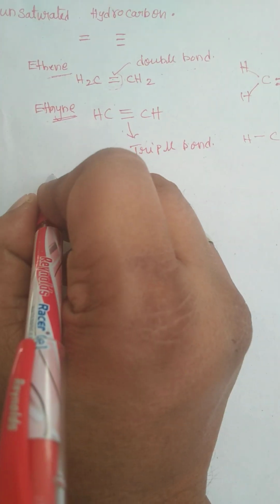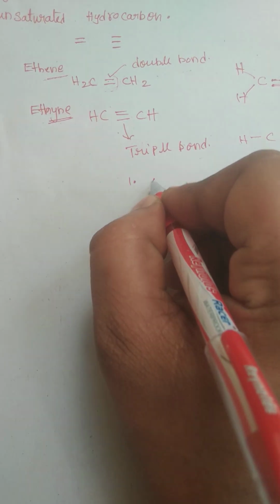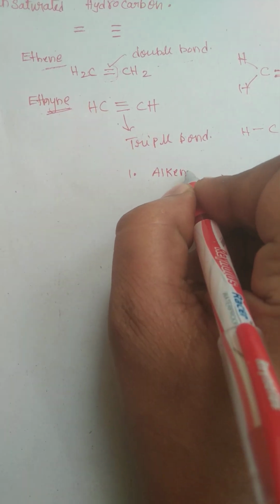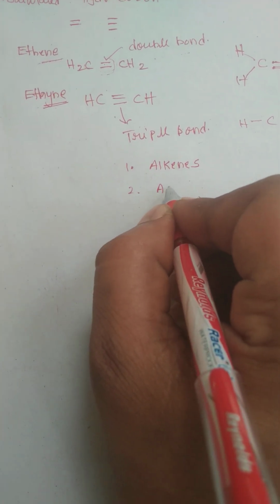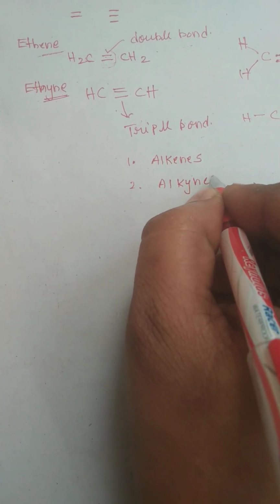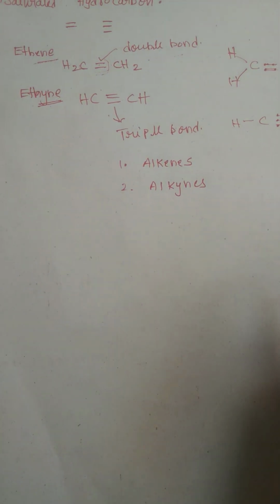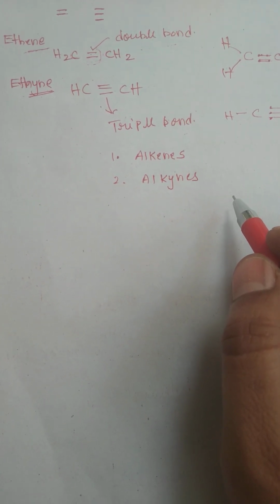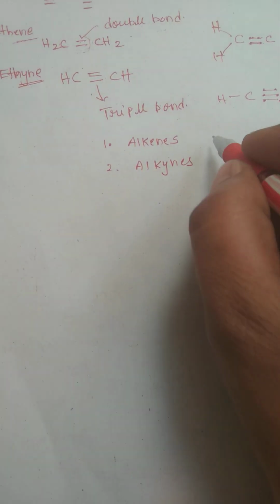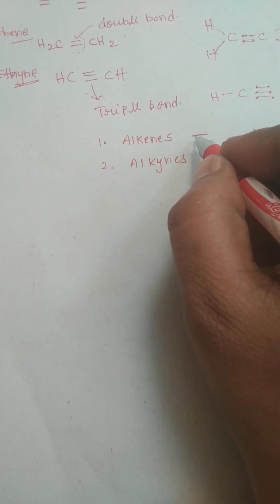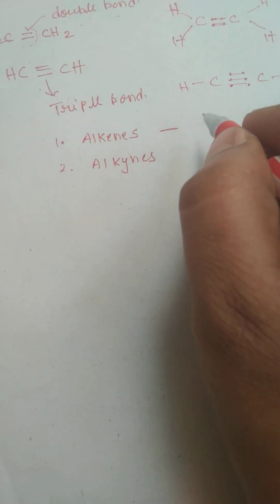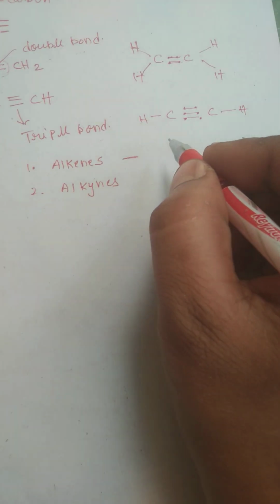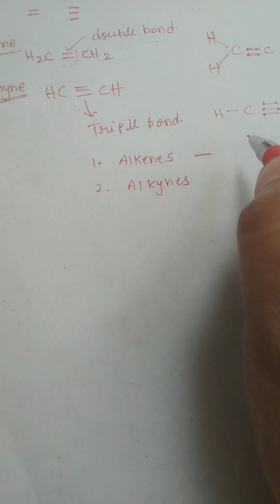Now, unsaturated hydrocarbons are of two types. The first one is alkenes and the second one is alkynes. An unsaturated hydrocarbon in which two carbon atoms are connected by a double bond is called an alkene. What do you mean by alkene? It is an unsaturated hydrocarbon in which two carbon atoms are connected by a double bond.